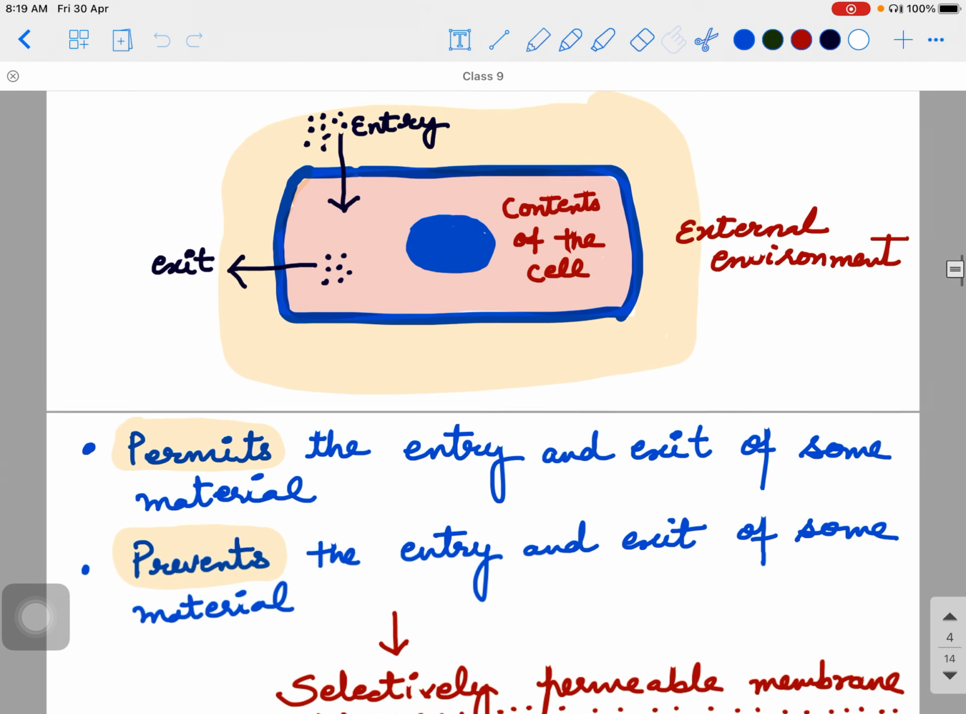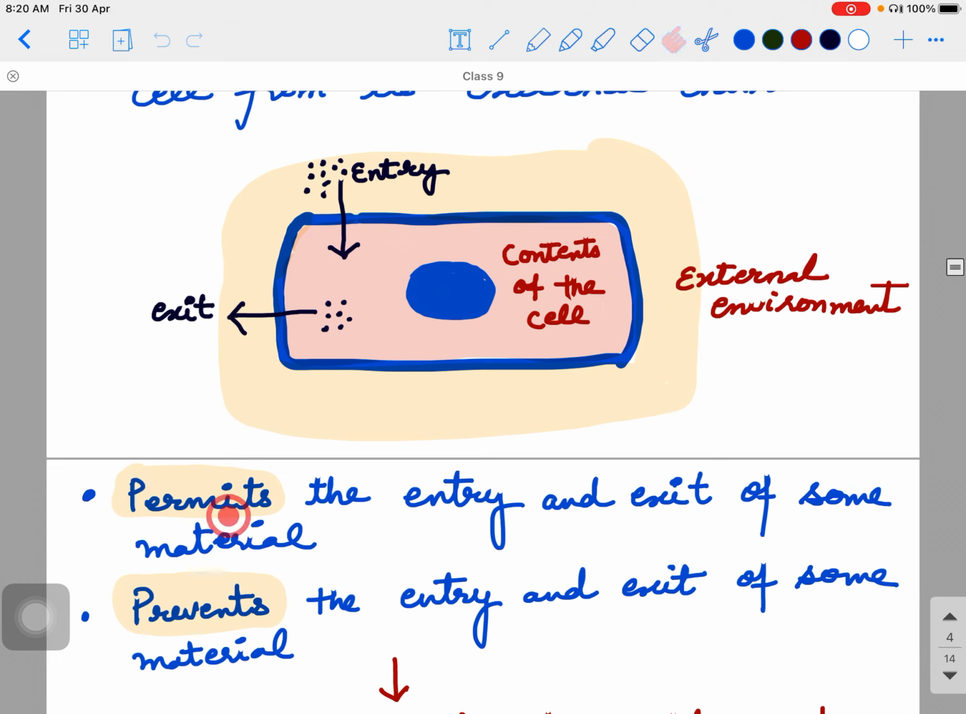Next point related to plasma membrane is that plasma membrane permits or prevents. It can do both. It can permit entry or exit of some materials, and it can also prevent the entry or exit of some other materials. So here you can see some materials are entering the cell, some materials are exiting the cell. For these two actions to take place, plasma membrane regulation is required. Plasma membrane selects which substances can enter and which substances can leave the cell.